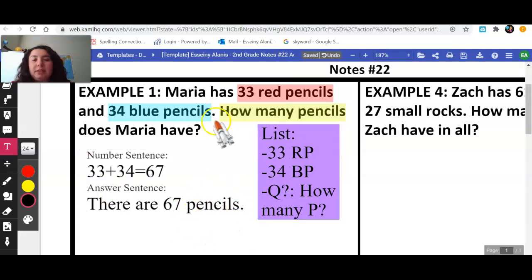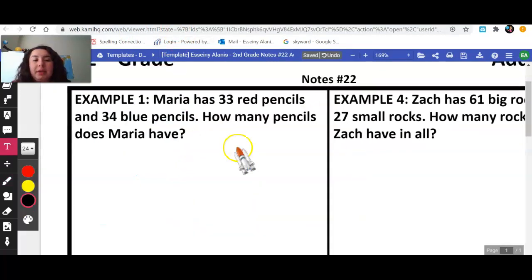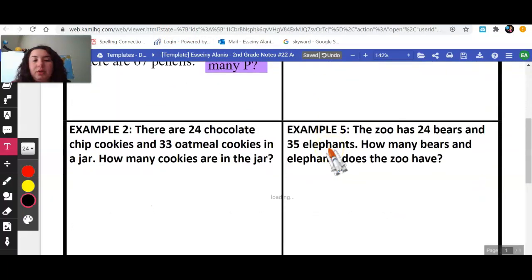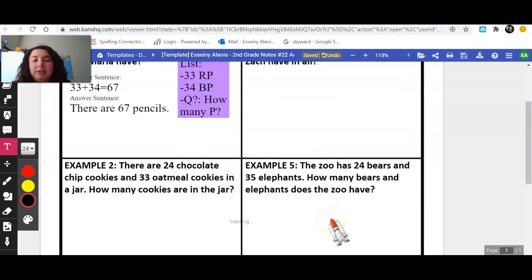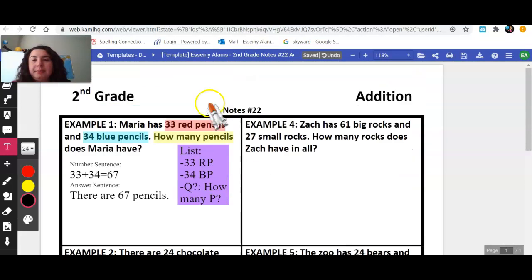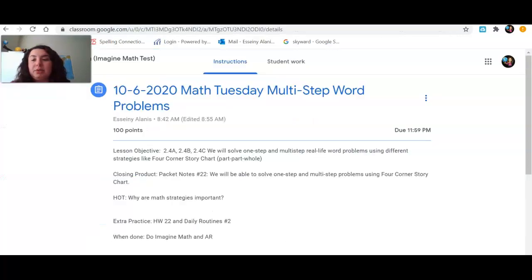Make sure you have this. You have your work, show your pictorial model. And you're going to do this for all the problems. Okay? You're going to do this for every single problem. And remember, if you need to see one of the steps again, just pause the video or rewind it and you can watch it as many times as you need to.